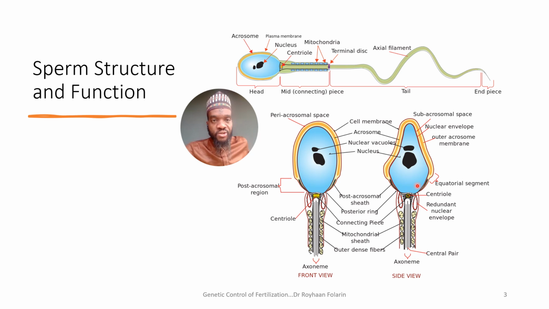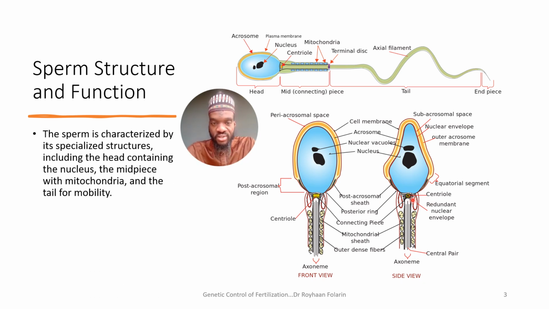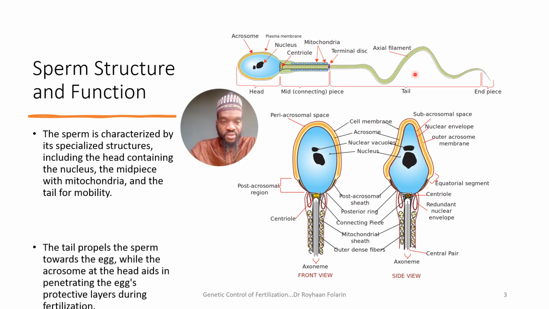So it plays a key role both in cell division and in the formation of the cilia and the flagella. So in this case, we appreciate the sperm as being characterized by its specialized structures that include the head, which contains the nucleus, and then the midpiece with the mitochondria around, and the tail for the mobility.